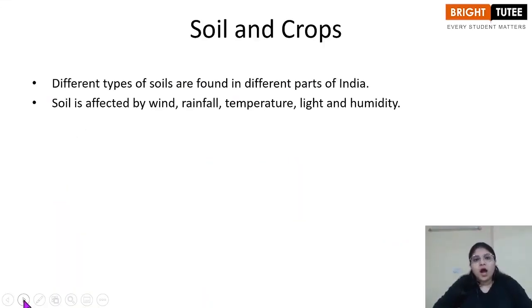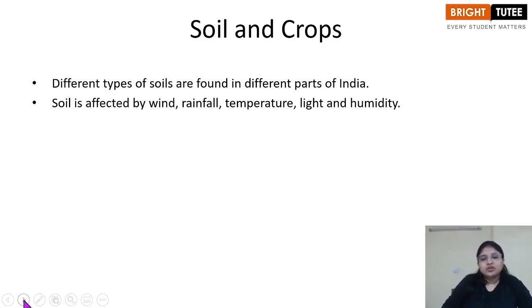Soil and crops. How the different types of soil affect the type of vegetation that is growing in the country. Now in India we have various climatic conditions and the land also varies a lot. So different types of soils are found in the different parts of India. In certain regions, you will find more of sandy soil. In certain regions, you might find more loamy soils, whereas in other regions, you might find more of clay soil. The reason is again because of the different terrains and the climatic conditions that prevail in India.